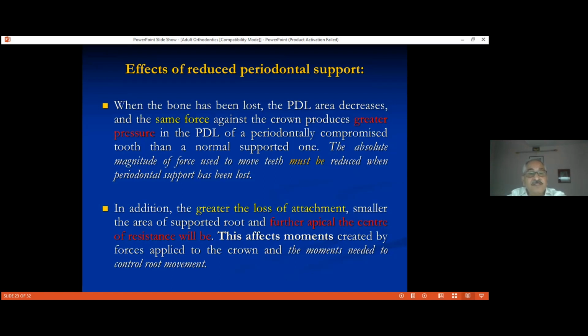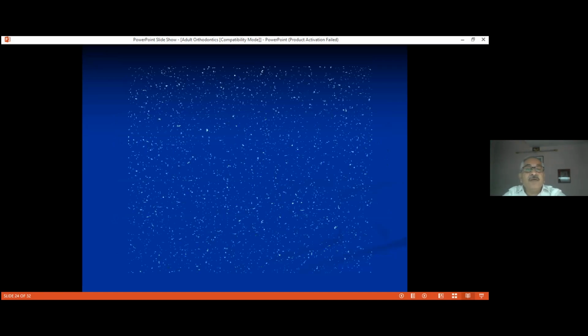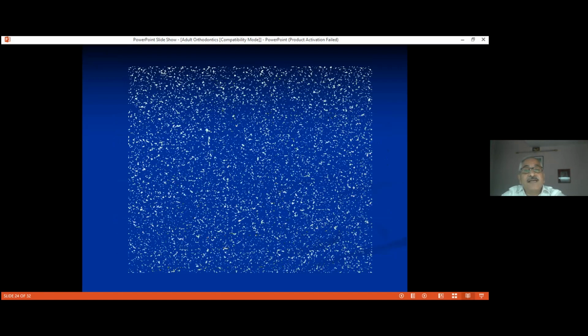further apical the center of resistance will be. That is, the center of resistance, to recap, is actually in the root, and that too midway of the bone which is supporting the root. So the bone is more important, supporting this effect, the moment created by the force applied to the crown and the moments needed to control the root movement. Now here I'm going to diagrammatically explain what exactly we meant.